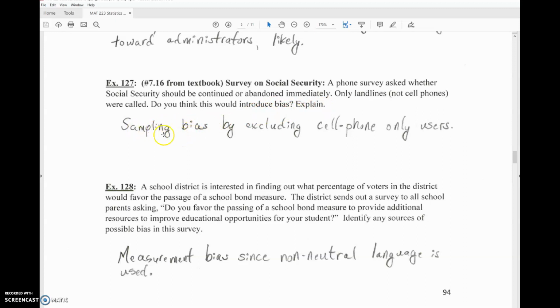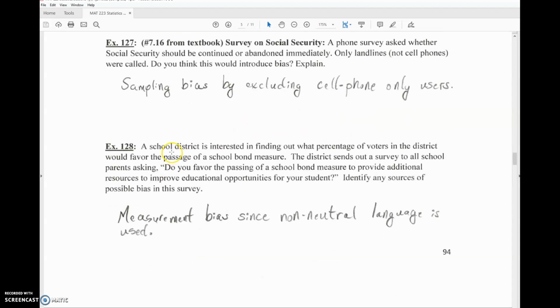Sampling, bad sample, right? Sampling bias means bad sample. Why are we introducing sampling bias? Well, we're not even including people that use cell phones. And most of us realize that today landlines are pretty rare. Most people use cell phones. I don't have a landline in my house, so I always just use my cell phone.